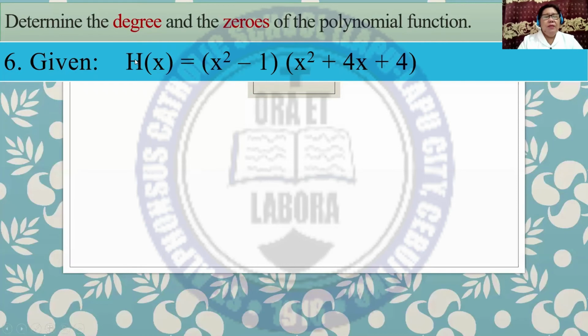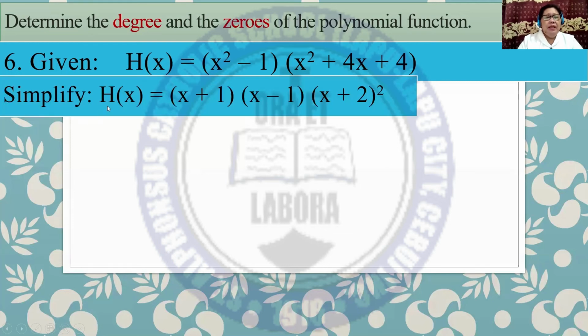Next. The given polynomial function is represented by h of x equals the quantity x squared minus 1 times the quantity x squared plus 4x plus 4. You can simplify the given function into the quantity x plus 1 times the quantity x minus 1. They are the binomial factors of x squared minus 1, which we call the difference of two squares.